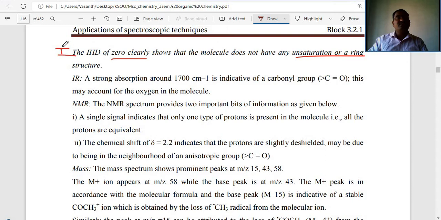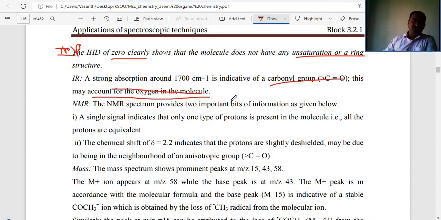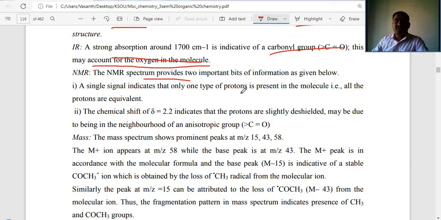This is a very important question. The IHD of 0 clearly shows that the molecule does not have any unsaturation or a ring structure. The IR absorption band around 1700 per centimeter is indicative of a carbonyl group. This may account for the oxygen in the molecule. The NMR spectrum provides two important bits of information, as given below.